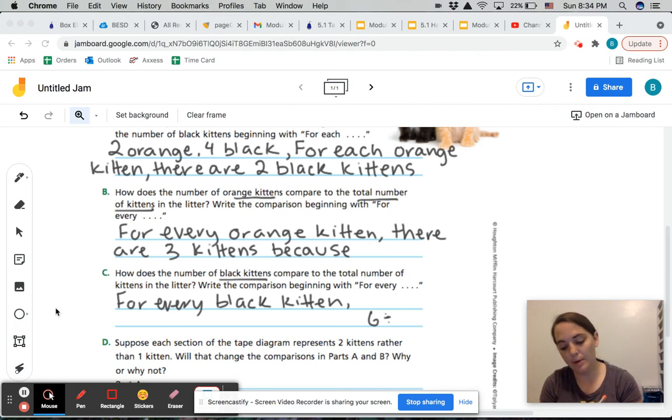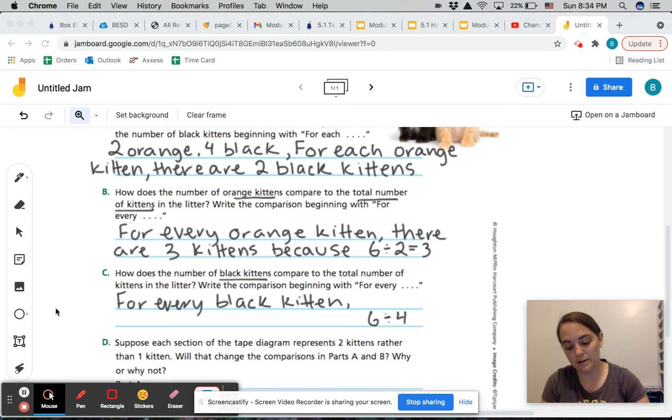The problem in part B should be 6 divided by 2 equals 3 because we have 6 total. And we're dividing it by the number of orange kittens to get how many kittens per orange kitten. But for part C, we're dividing our 6 by the number of black kittens, and there are 4 black kittens, right? So we're going to do 6 divided by 4, because we're going to take the total and divide it by the number of black kittens.